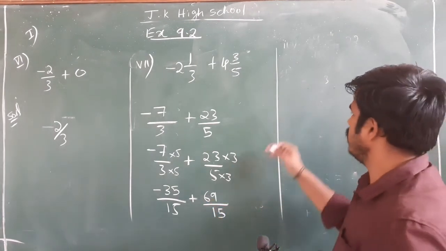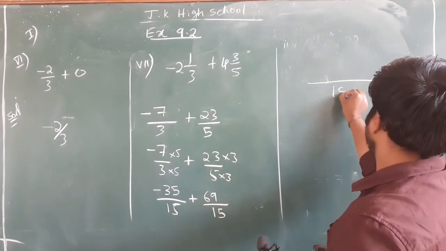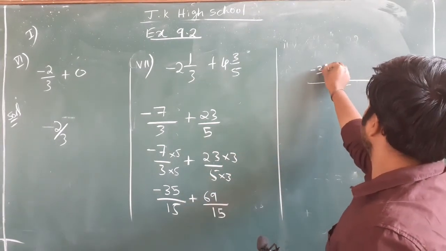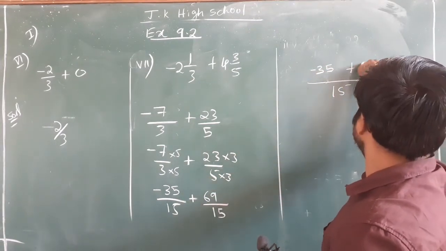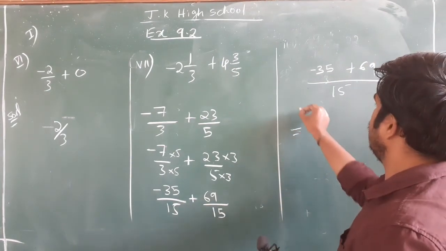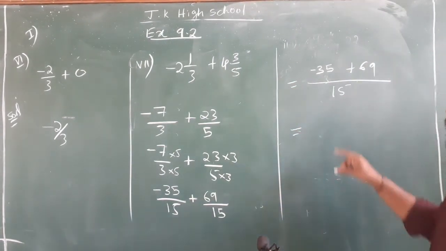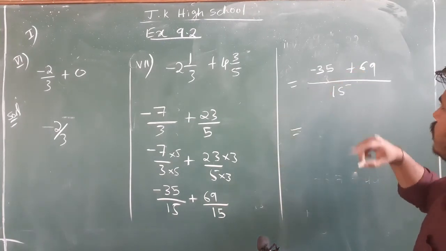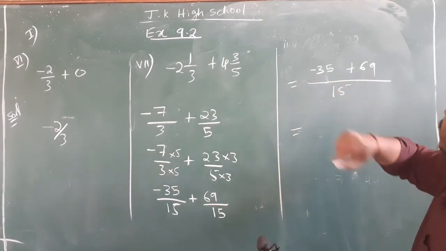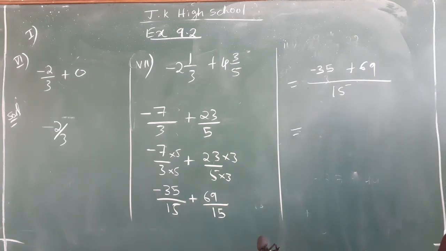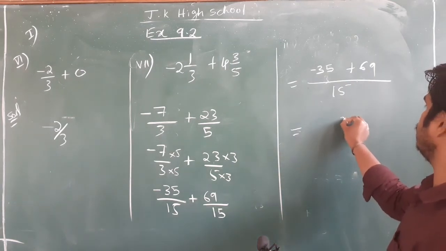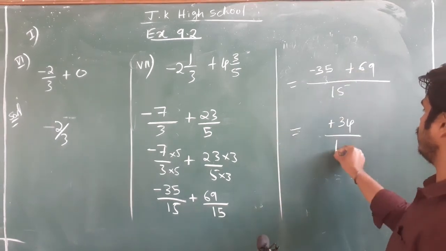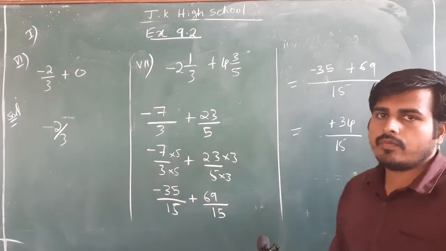So the common number 15, minus 35 plus 69. Look here, one is negative, another one is positive. What are you going to do? You are going to subtract. Out of 69, if you remove 35, how much remains? 34 remains. And the greater number's sign, plus. 34 divided by this. So our answer is 34 by 15.